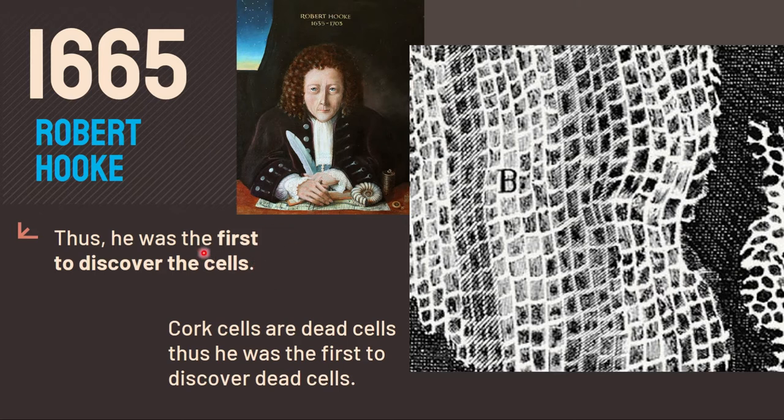Thus, Robert Hooke was the first to discover the cells. But specifically, Robert Hooke observed dead cells. He was the first one to discover dead cells. Why are cork cells dead? Cork cells are non-living tissues. Here, you can see why they look like tiny empty boxes, because what is left is only the cell wall. This is the cell wall, and inside, there are no more cell parts or structures. Thus, Robert Hooke was the first to discover the cells, but to be specific, he was the first to discover dead cells.